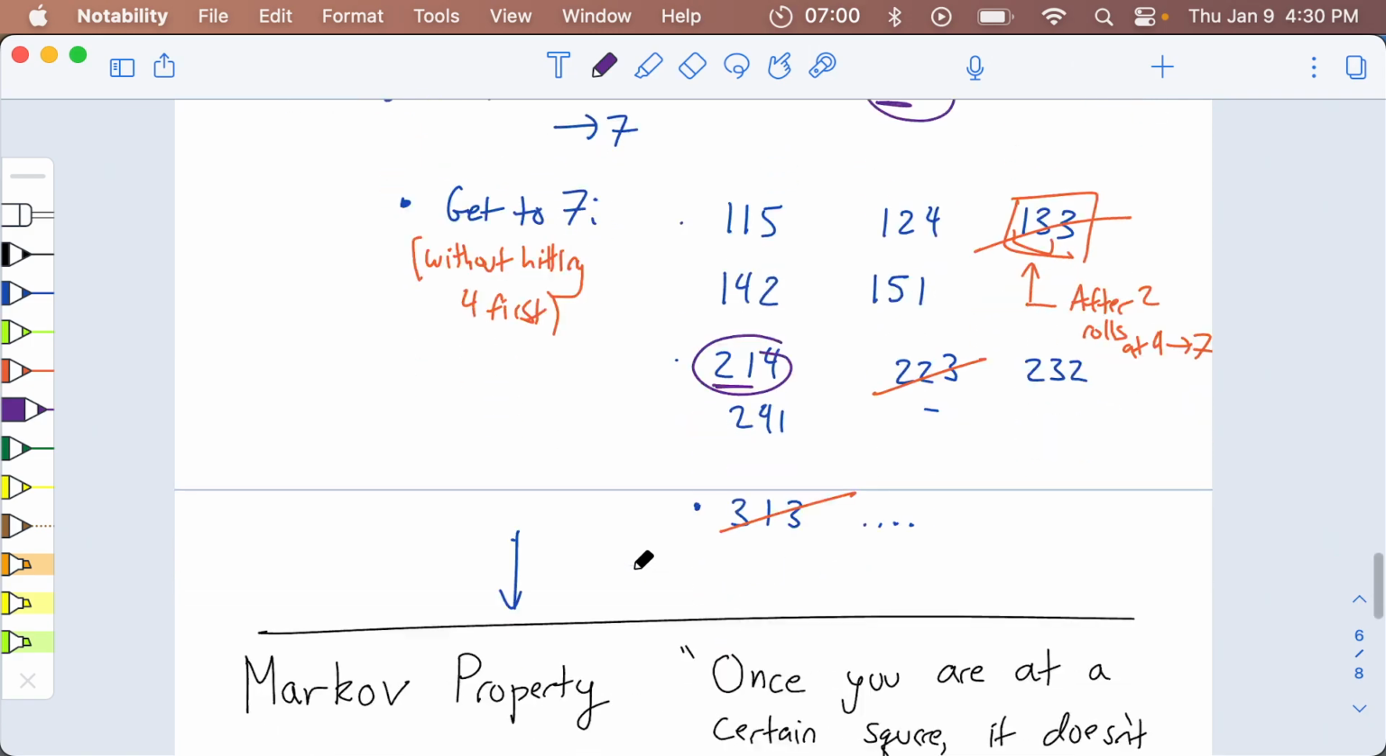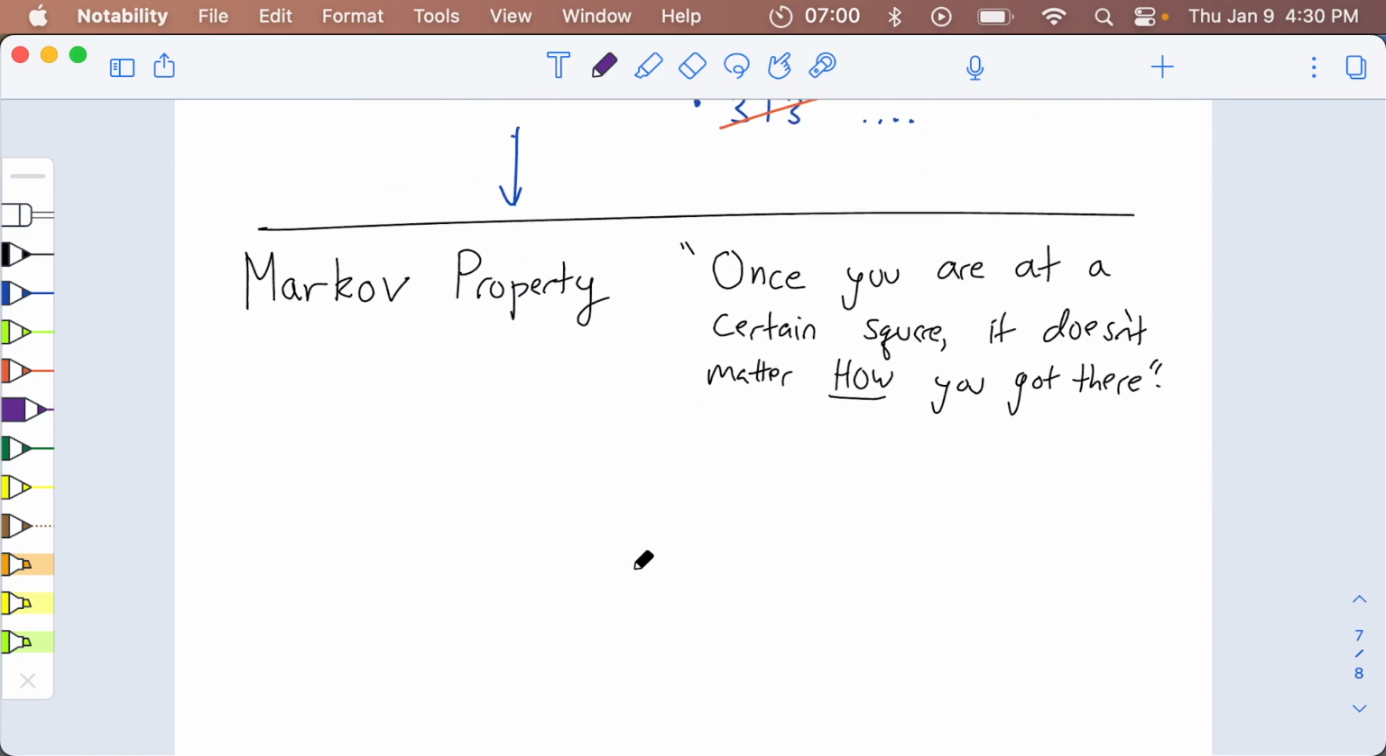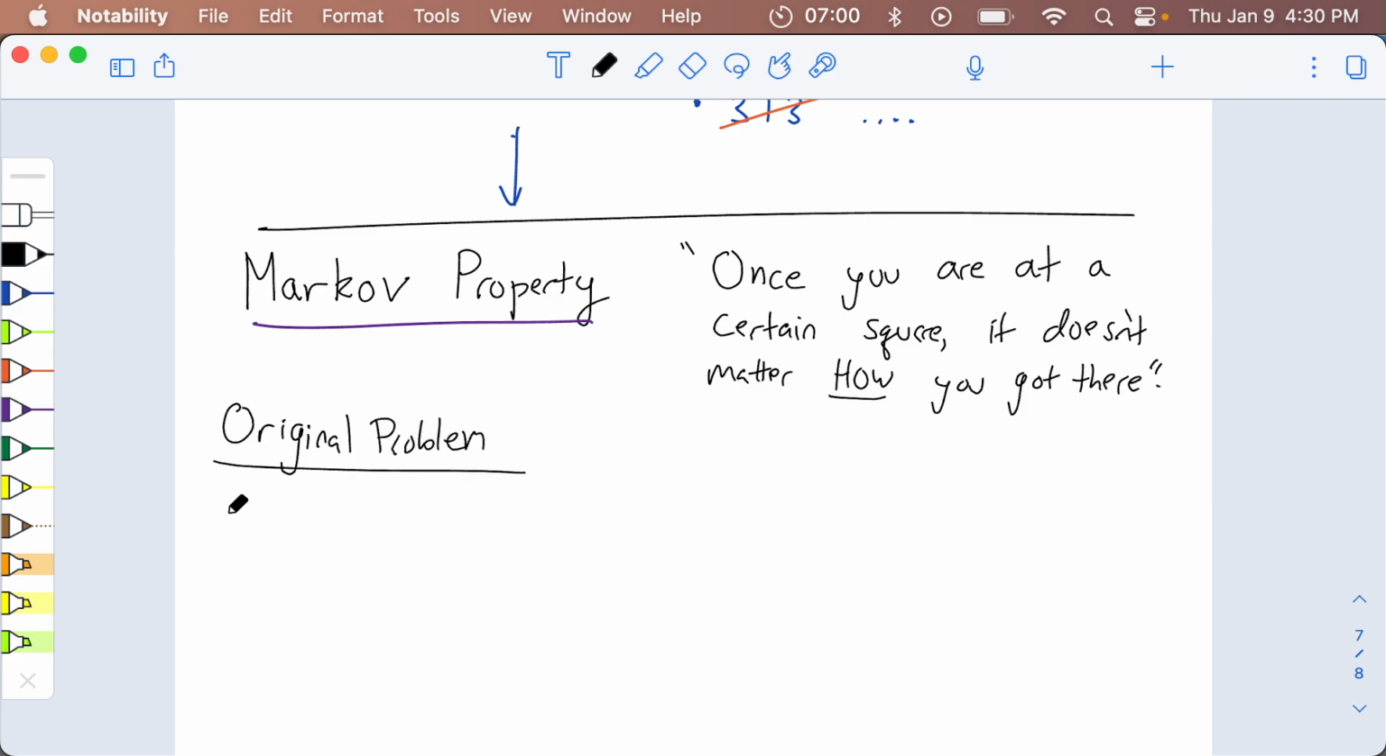Another way to use this Markov property is to take the original problem and turn it into a harder problem, which sounds crazy, but let me write it down. So the original problem is: find the probability that you are at square 7 after 3 rolls. That was the original problem.